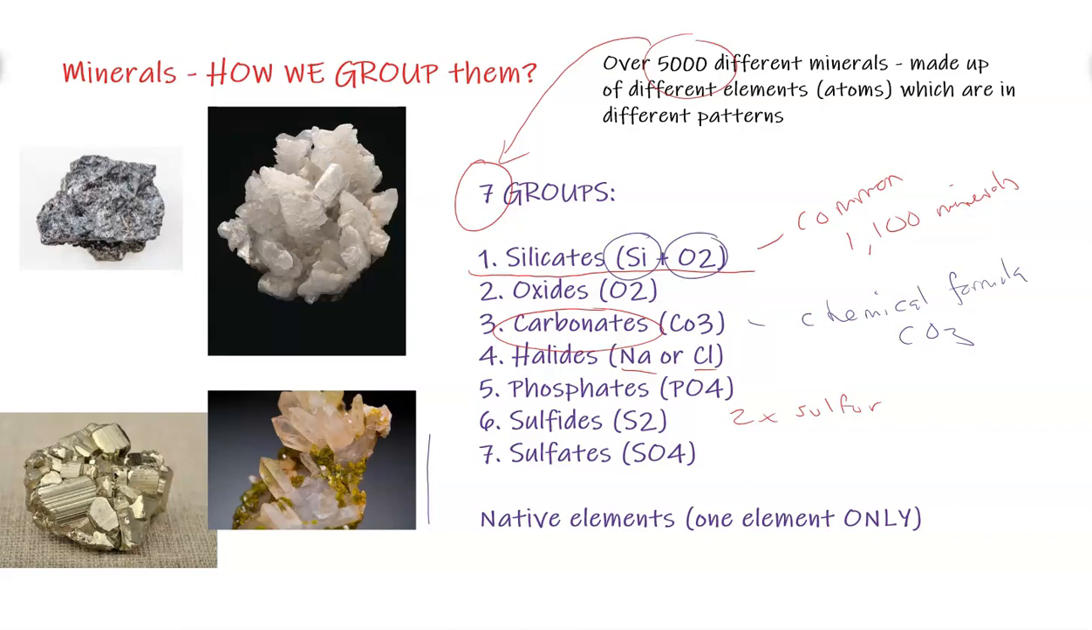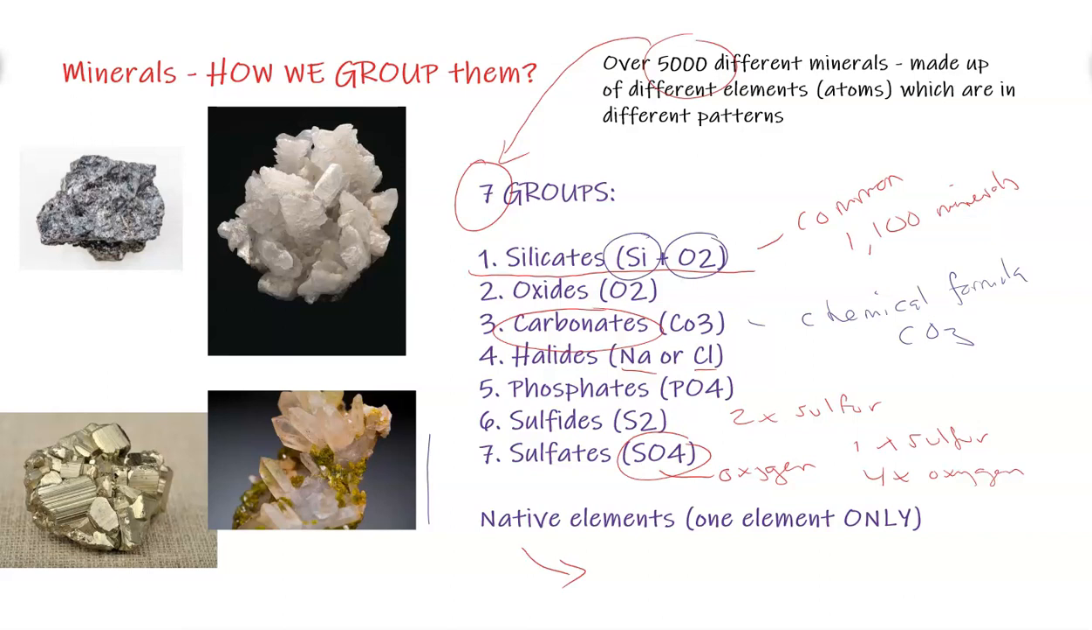And sulfates, you get the combination of oxygen inside with the sulfur, so 1 times sulfur and 4 times oxygen, and that's what it looks like, SO4. So each of these different groups will have these elements inside their formula. Now, native elements, these are cool.